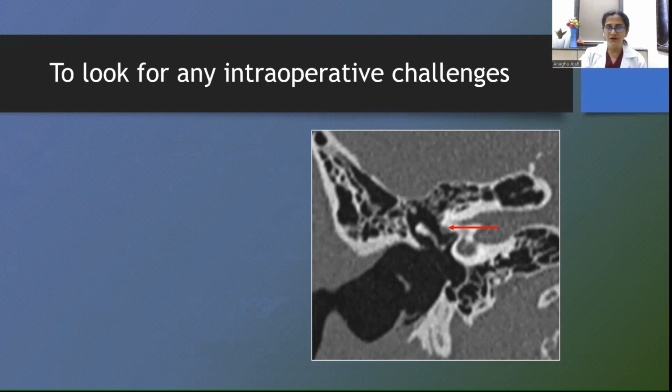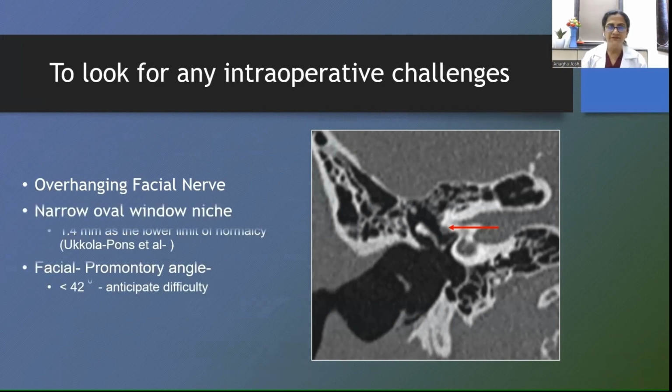Facial nerve overhanging can be seen on a coronal scan. The red arrow in this case shows you the facial nerve and the oval window niche below that. So a lower hanging facial nerve may obliterate the oval window niche, and it has been reported that an oval window niche of less than 1.4 millimeter may give rise to a difficulty in approaching the stapes footplate during surgery.